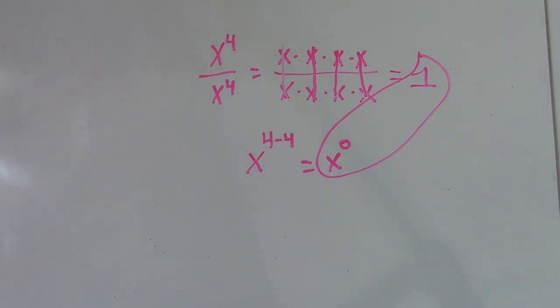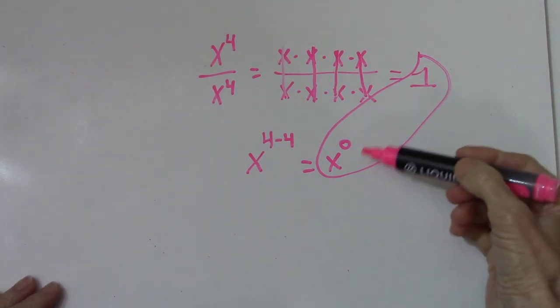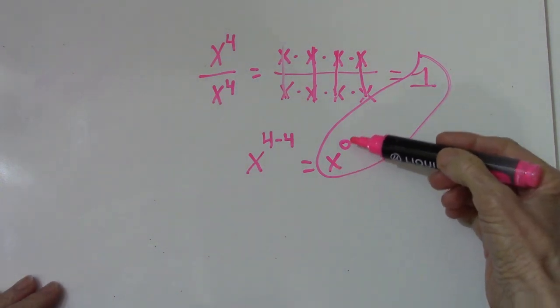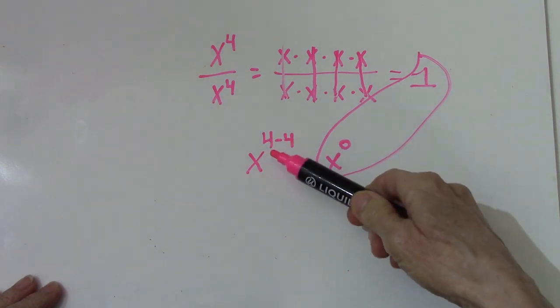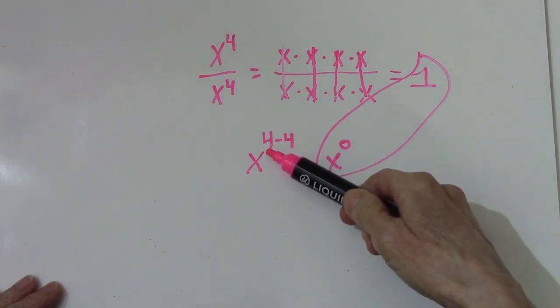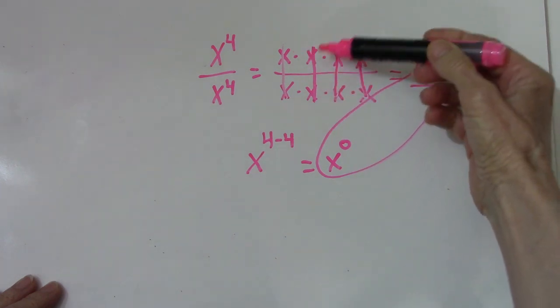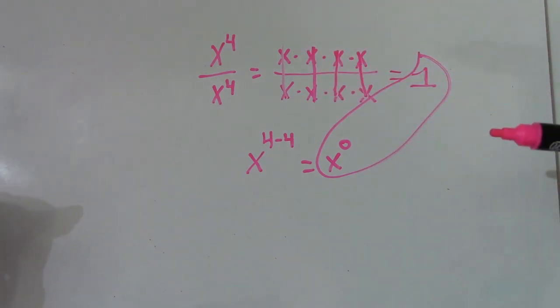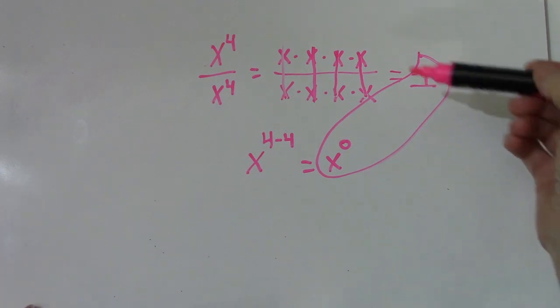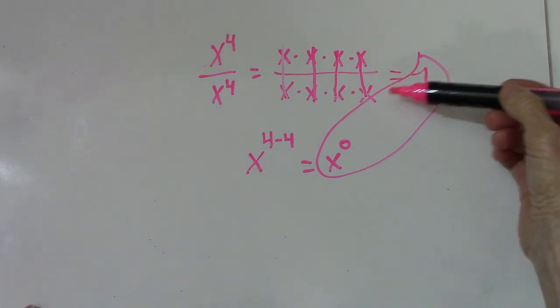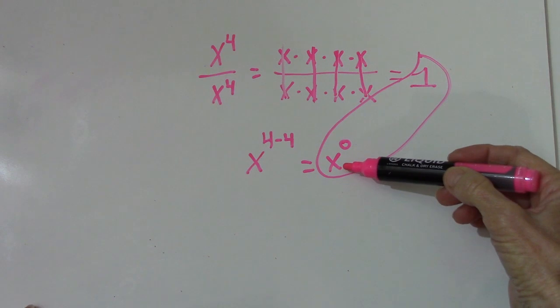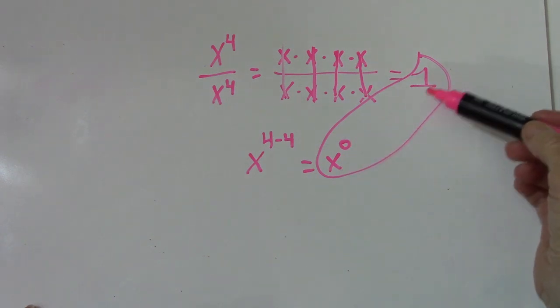Anything other than 0 raised to the 0 power is equal to 1, because the way that we get 0 for the exponent is that they have to be equal. Like 4 minus 4 gives us 0, which when we write it out the long way, we have to have the same value in the numerator as we do in the denominator, which gives us 1, which is why anything to the 0 power is equal to 1.